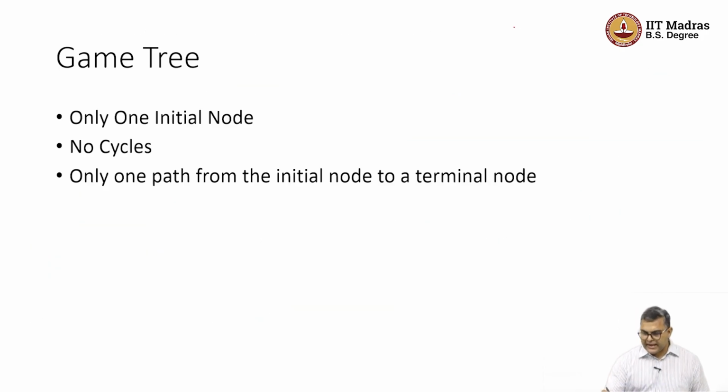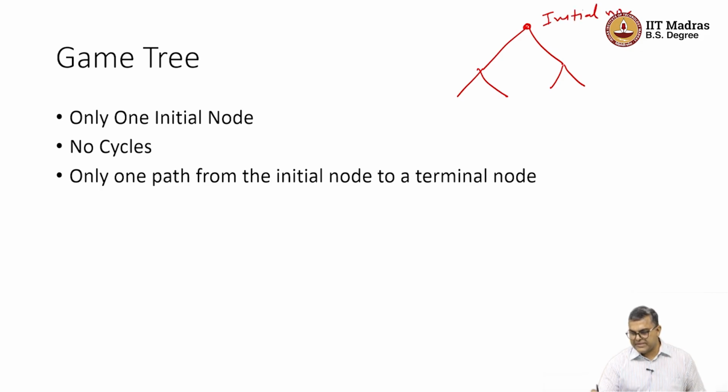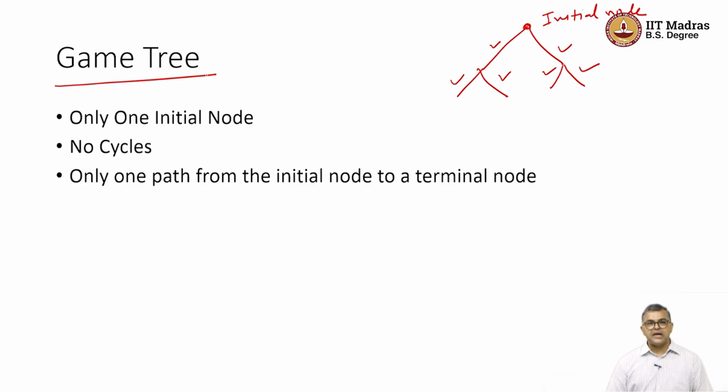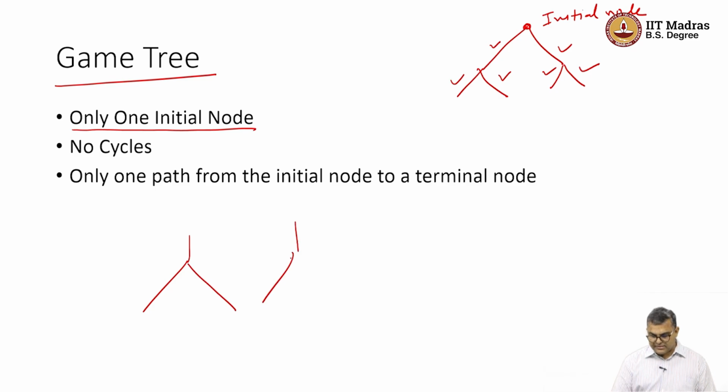Such a thing, as I have already indicated, is called a game tree, because this is the root, its initial node, the game is starting here, and these are like branches. So, it is a tree structure, and that is why we call it a game tree. Something we have to keep in mind is that whenever we have a game tree, we should have only one initial node. The situation cannot be like this, where it is clear that the game is starting either here or here.